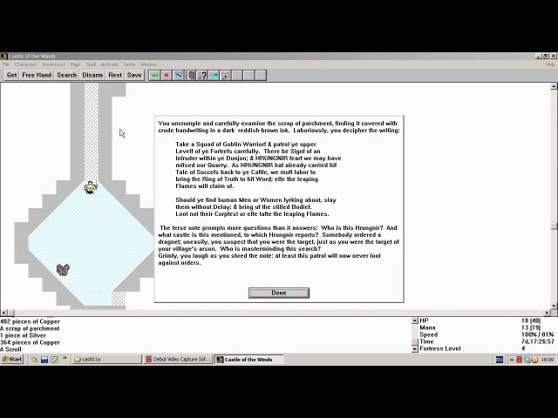The terse note prompts more questions than it answers. Who is this Rungnir, and what castle is this mentioned? To which Hungrenir reports, somebody ordered a dragnet. Uneasily, you suspect that you were the target, just as you were the target of your village's arson. Who is masterminding this search? Grimly, you laughed as you shred the note. At least this patrolman will now never loot against orders.